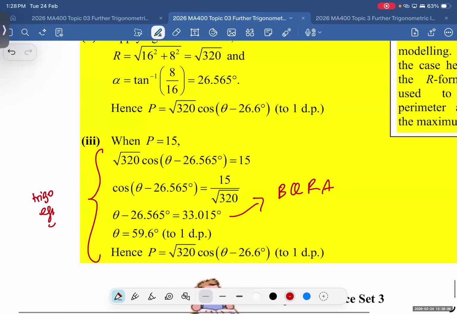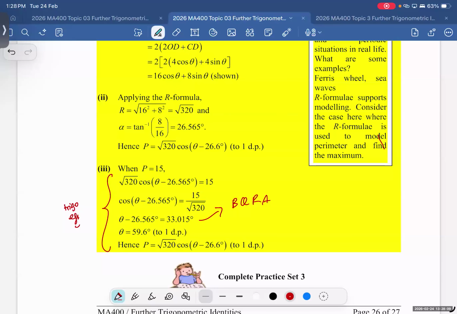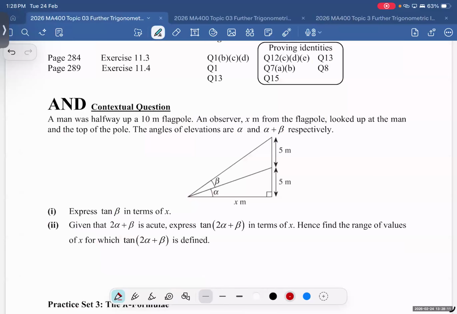Okay. Yes. If part 2? Don't need lah. Don't need lah. You want to use super hard. 6. Yes.